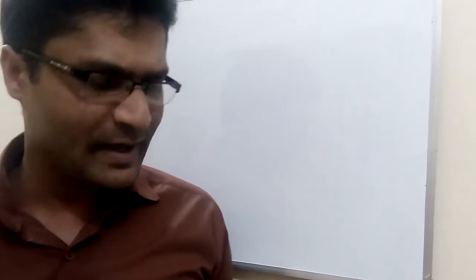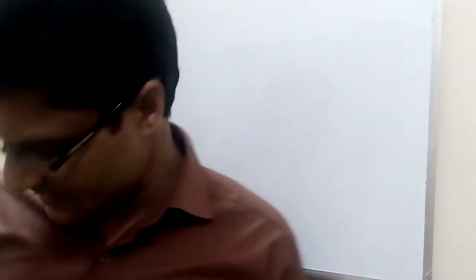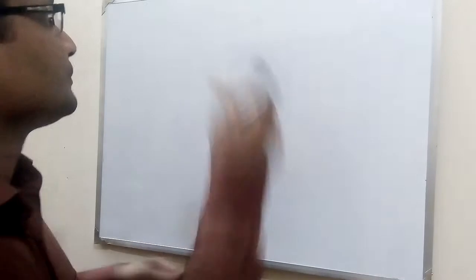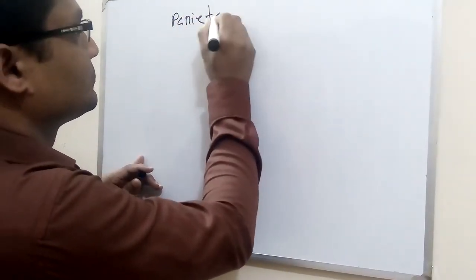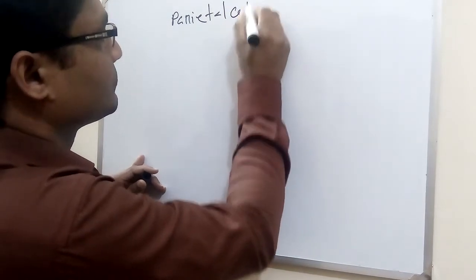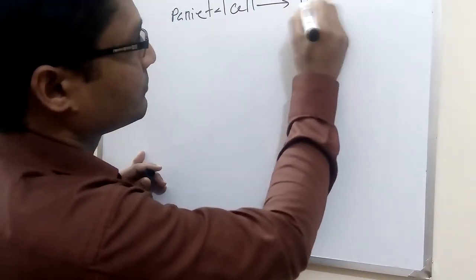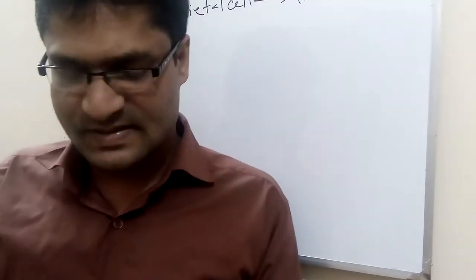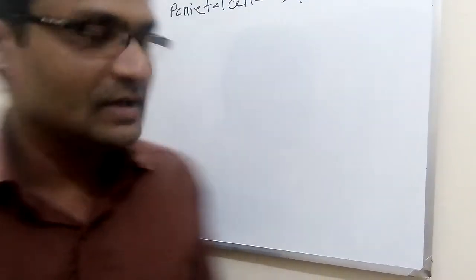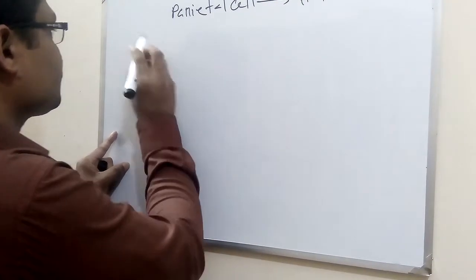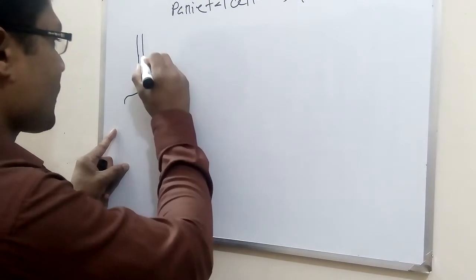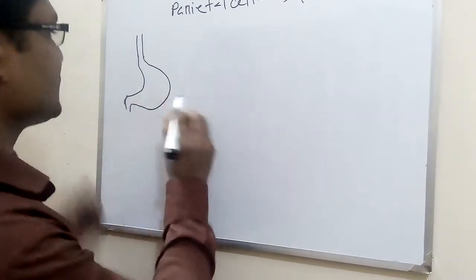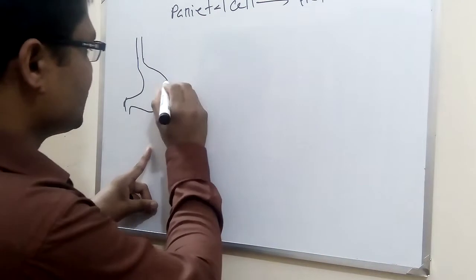Dear viewers, now I will discuss how parietal cells secrete hydrochloric acid. We know that the parietal cell secretes the hydrochloric acid. So in here, this is the stomach. The stomach has rugae.